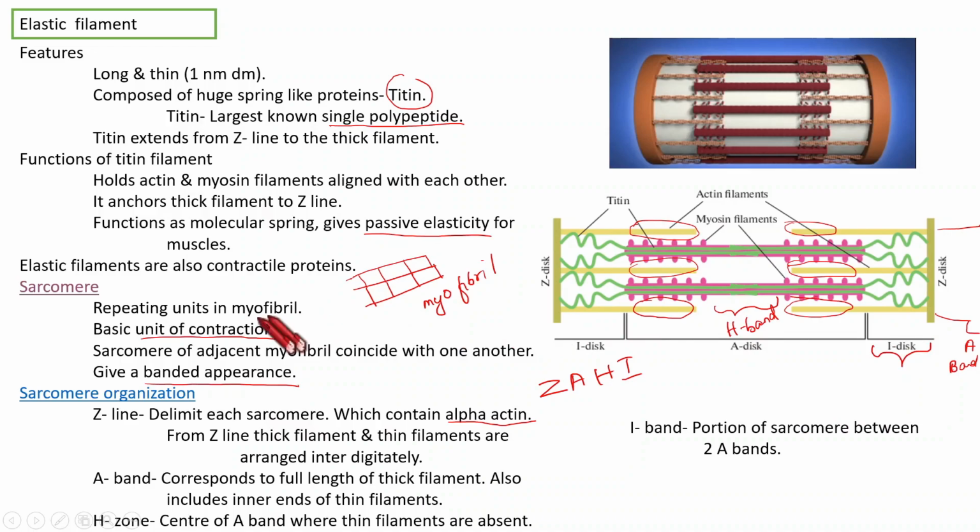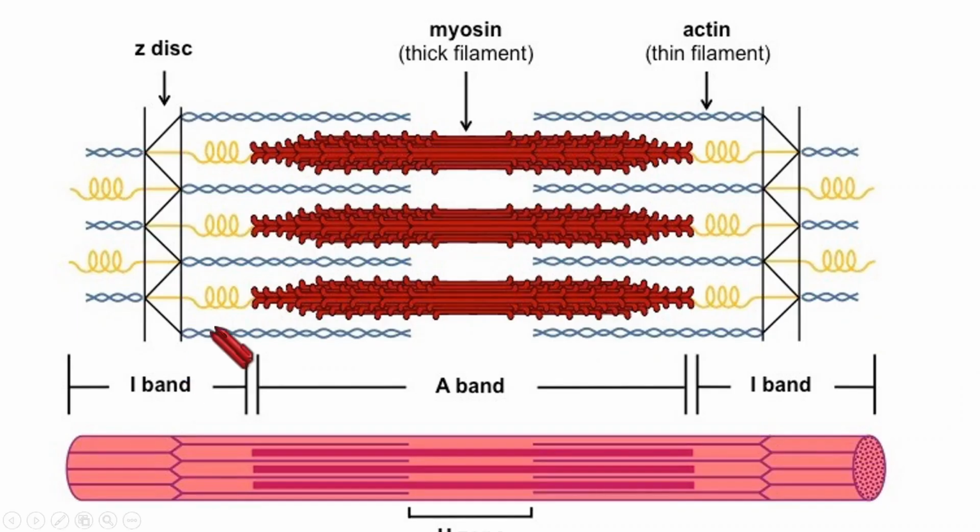I am going to show you one more picture. This is the Z line, and this is the A band, the length of the thick filament. The H band is not shown here, this is the H band. Then the I band extends from one A band to another A band. From here onwards, another A band will start. So that is the I band.